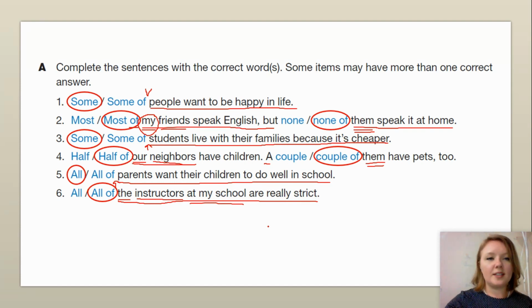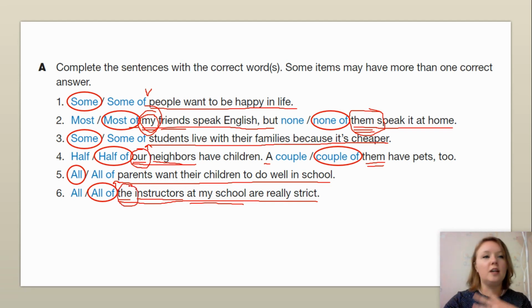So the key point here is when you see determiners like my, pronouns like them, determiners like our and the, we use of. Some of, most of, half of, a lot of, a couple of. That's when we're talking about a specific example. If it's about everyone everywhere, no of. Some people, all parents, and so on.